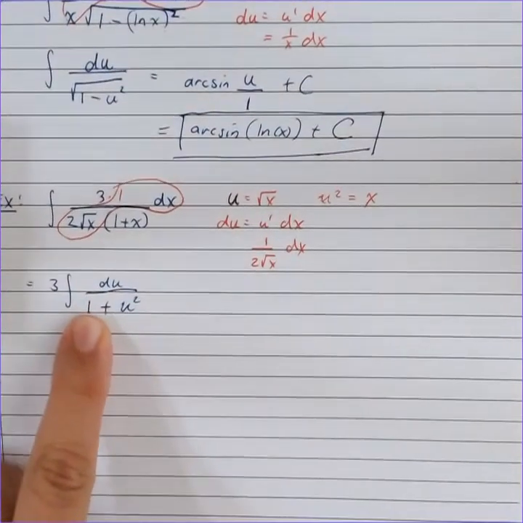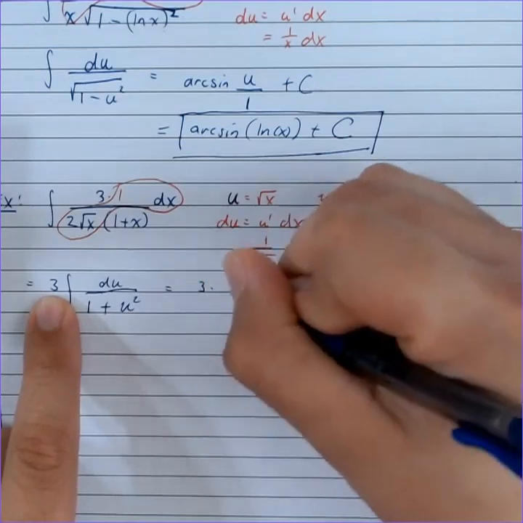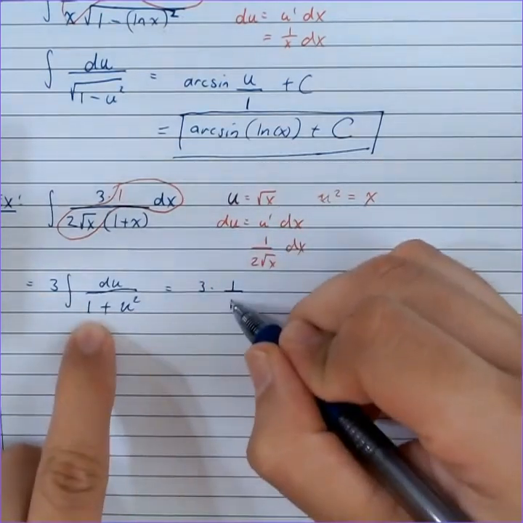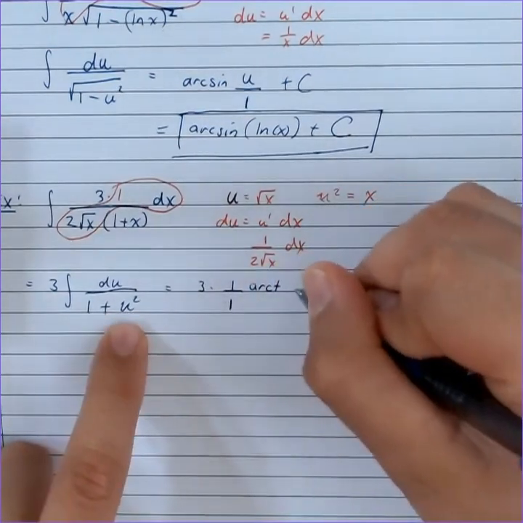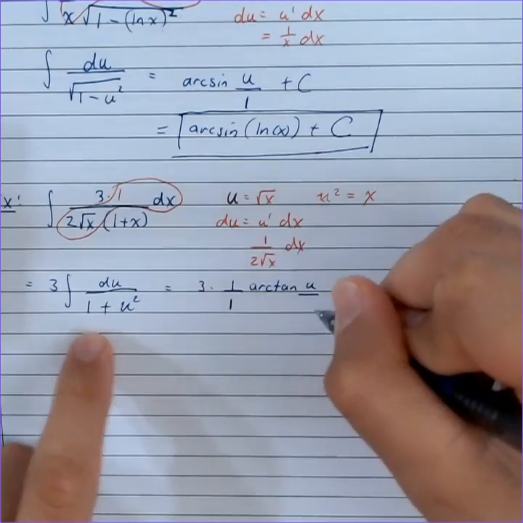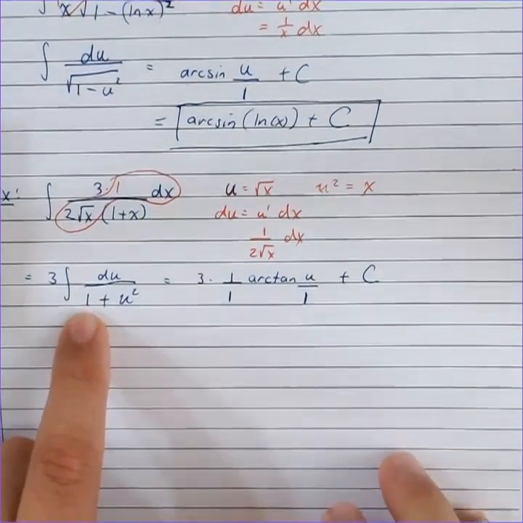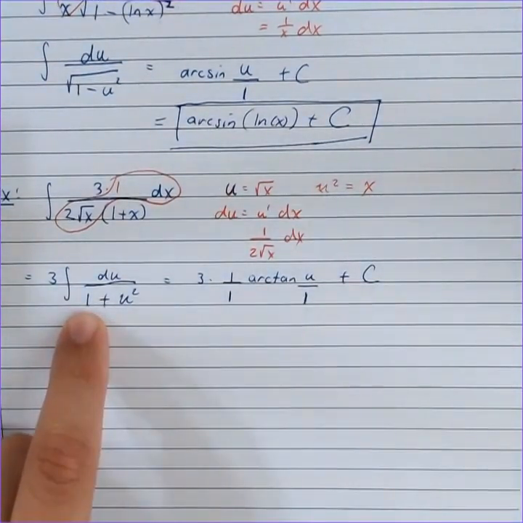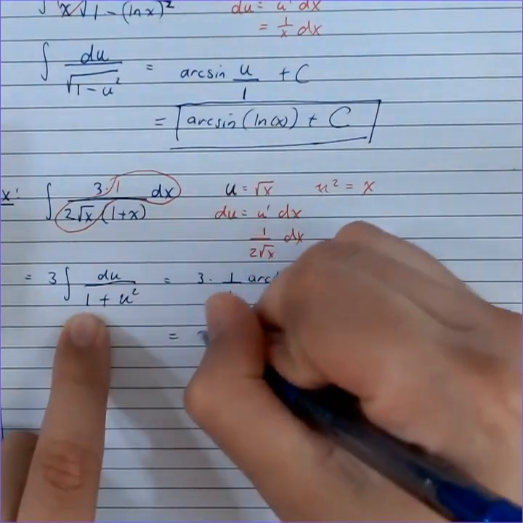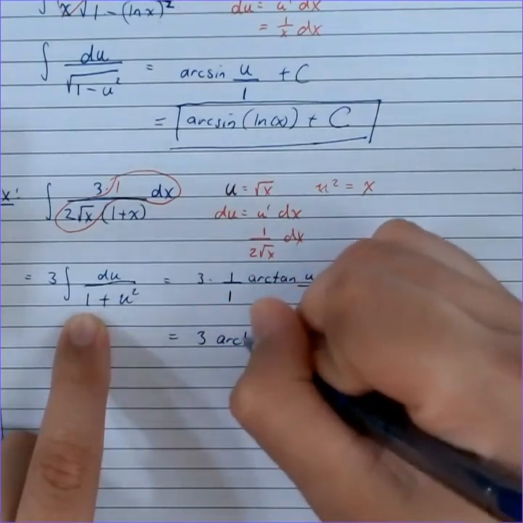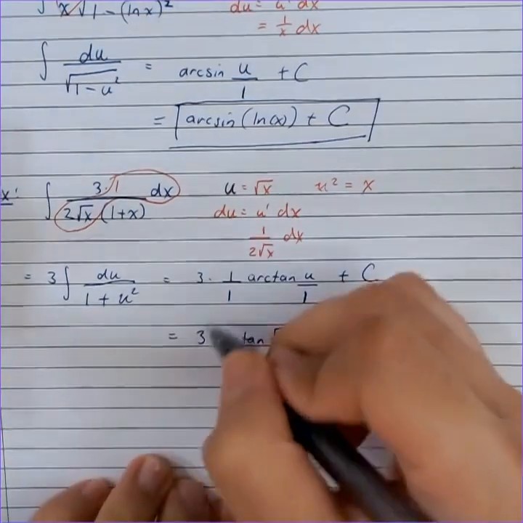Here the constant has got to be 1. So that's going to give us 3 times 1 over that constant that's being squared, 1 squared is 1, times the arctangent of u over that constant, which again is the number 1. And then to the whole thing, you're going to add a constant of integration. Keep in mind, u is a stand-in for the square root of x. So this whole thing is 3 times the arctangent of the square root of x plus some constant of integration.